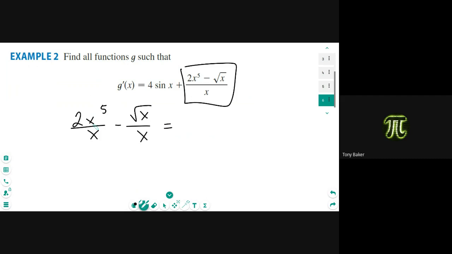What's 2x to the 5th over x equal? That's 2x to the 4th. Square root of x over x? Remember, that's the same thing as saying x to the 1/2, right? So this is 1 over.